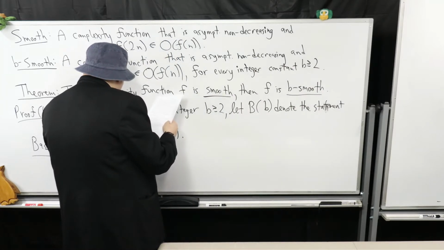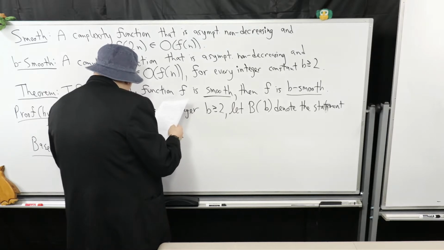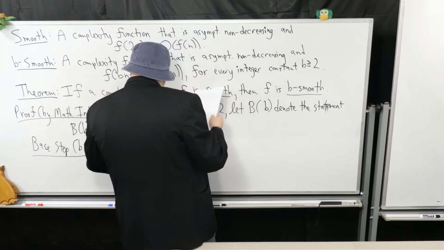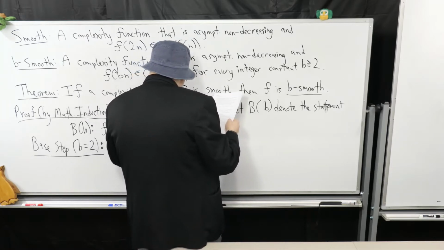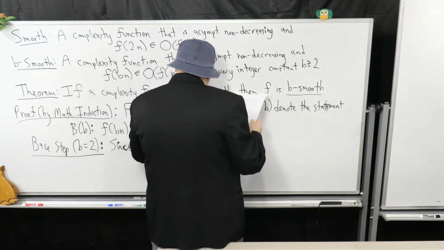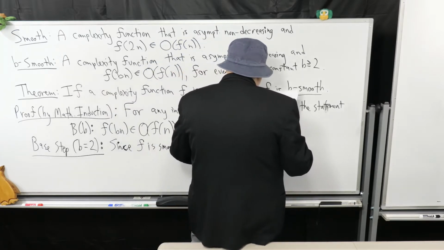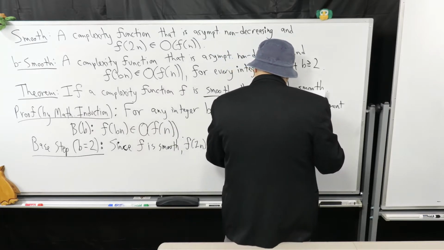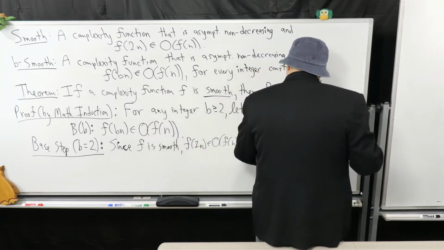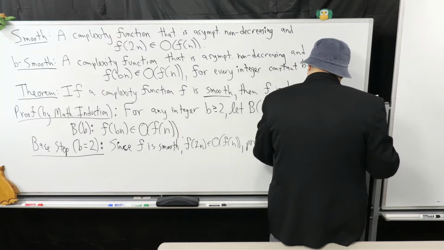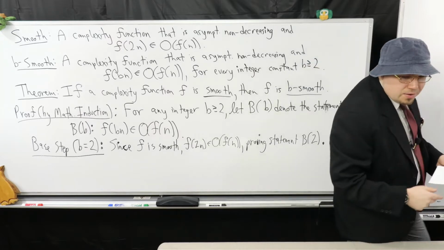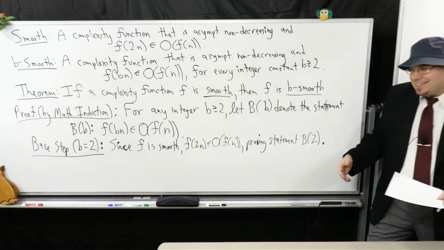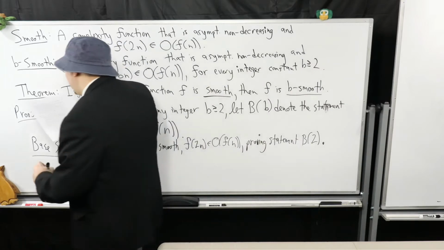Since f is smooth, f of 2n is big O of f of n. Proving statement B of 2. Right? We're done the base step, believe it or not. We just used smoothness. We got it for free. Is that wonderful? So now I'm going to prove the induction step.